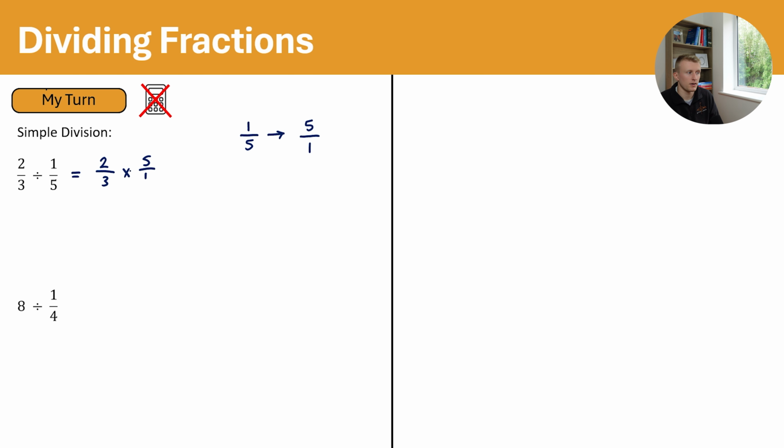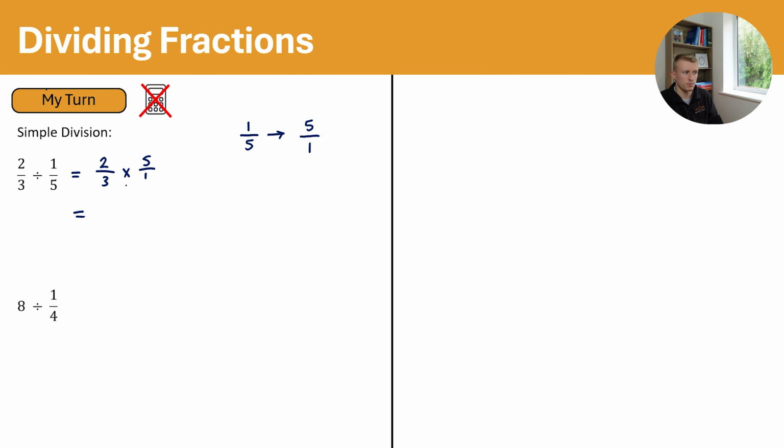Now sometimes you might hear a simple mnemonic to help you remember it, maybe something like keep, change, flip. So keep the fraction on the left, change the division to multiplication, and then flip the fraction on the right. Or when I was at school, I think I learned turn the number you're dividing by upside down and multiply. So something like that might help you to remember it. But mathematically what we're doing is we're multiplying by the reciprocal.